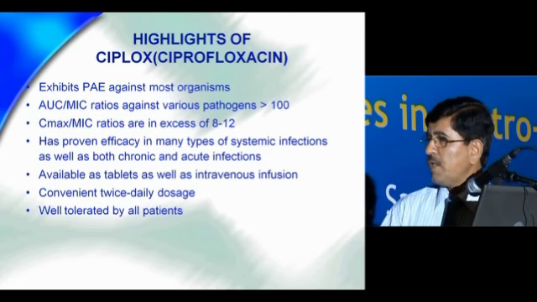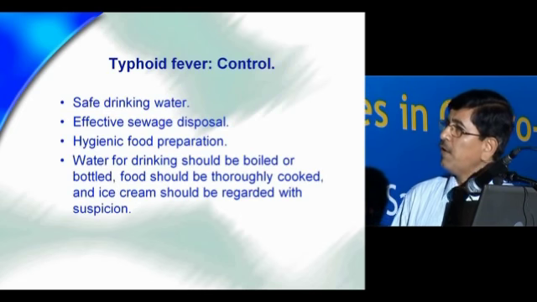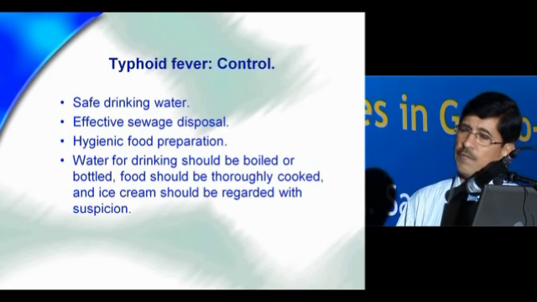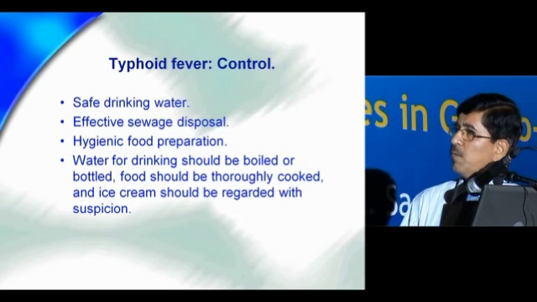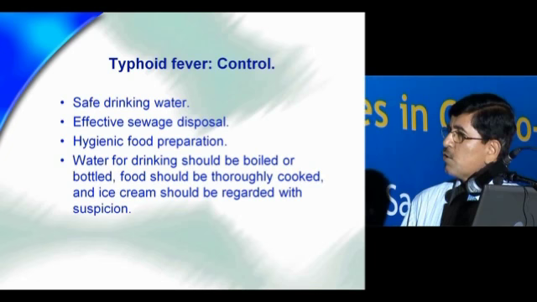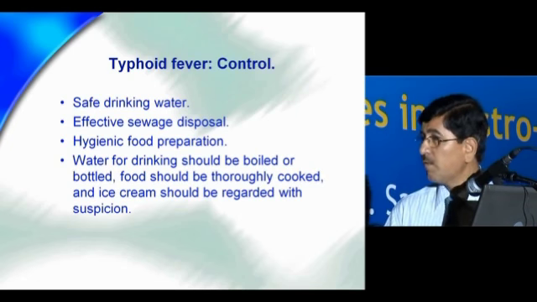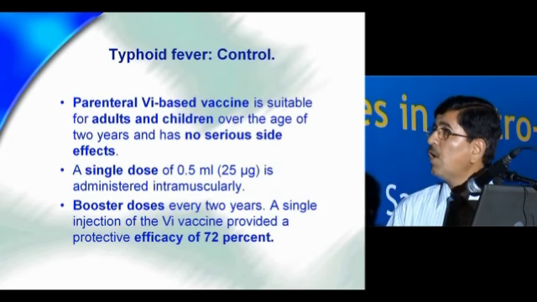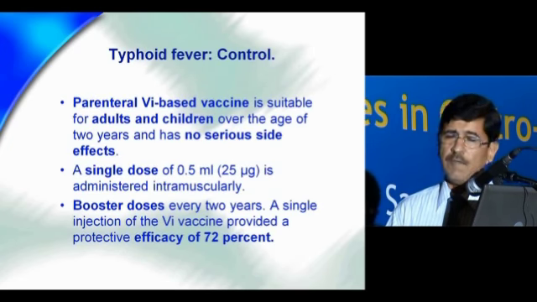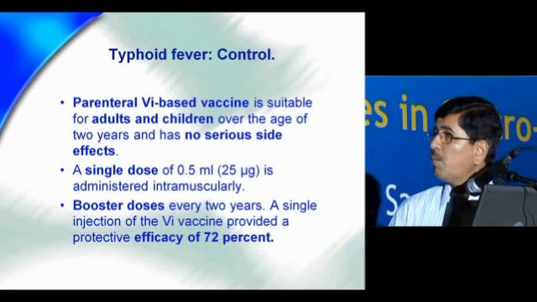To control typhoid fever, we need safe drinking water facilities, effective sewage disposal facilities, and hygienic food preparation. Water for drinking should be boiled or bottled. Food should be thoroughly cooked, and ice cream should be regarded with suspicion. Various vaccines are available, oral and injectable, for prophylaxis. Parenteral Vi-based vaccines, a single dose vaccine, and a booster dose may be given. So the message is: cook it, boil it, peel it, or forget it.